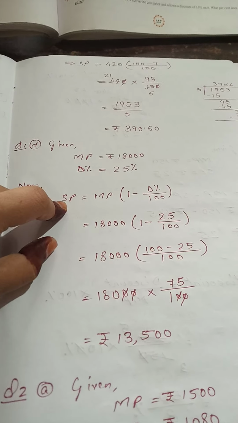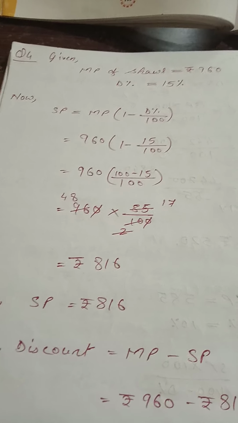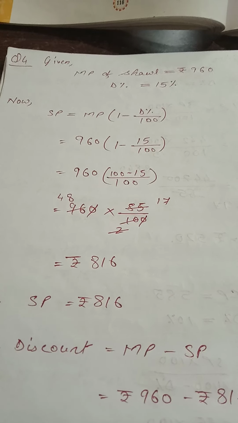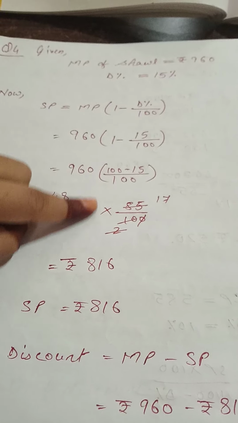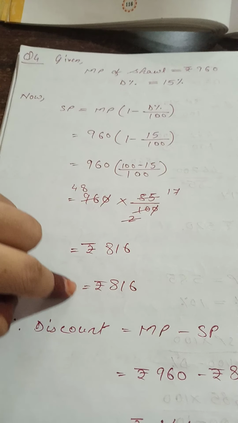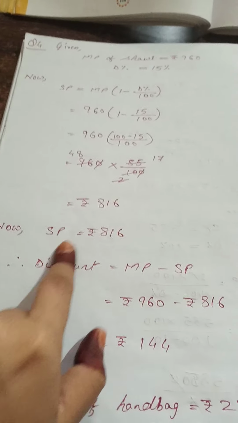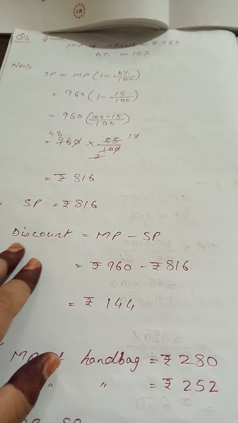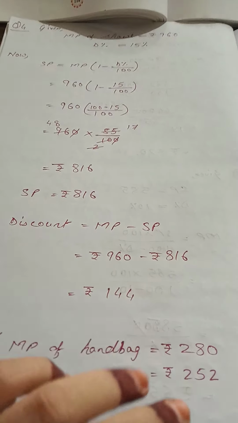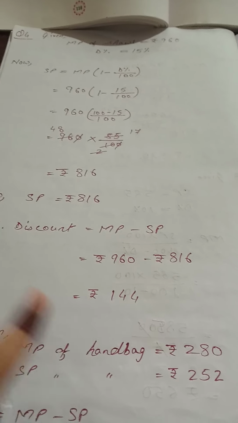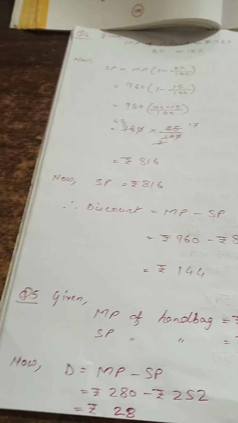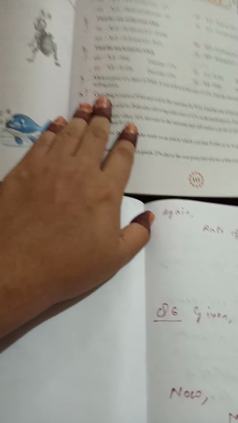Now MP is this much and discount percent is 15%. So we'll find out SP first. So we'll apply this formula, MP into 1 minus discount percent by 100. We'll put the values and then we get the SP to be 816. Now SP is 816. Therefore discount will be MP minus SP. So 960 minus 816. So our discount is 144.